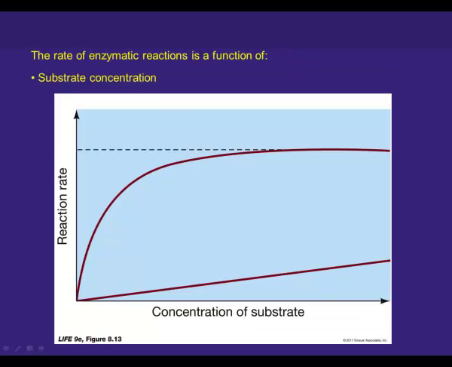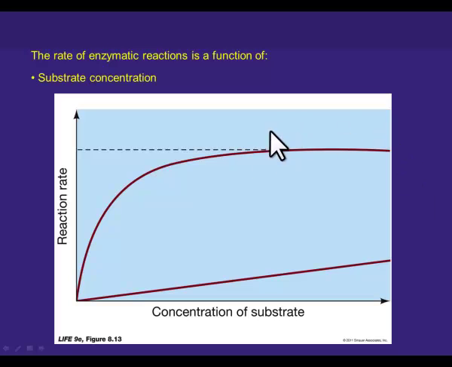Enzymes do speed up chemical reactions, but the rate at which a reaction proceeds, even with an enzyme present, is affected by environmental conditions. These effects are a direct result of how the environment affects the enzyme. For example, because an enzyme must bind a substrate, the rate of a reaction will tend to increase with increasing substrate concentration, as shown here on this graph, until a maximum rate is reached.